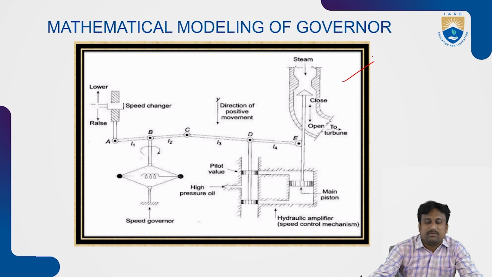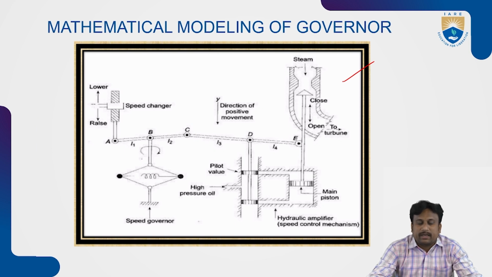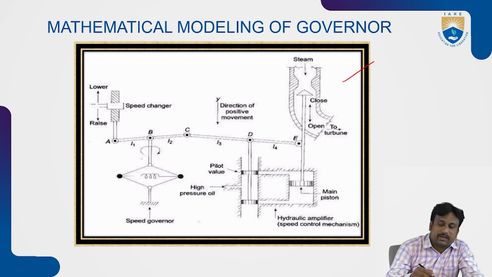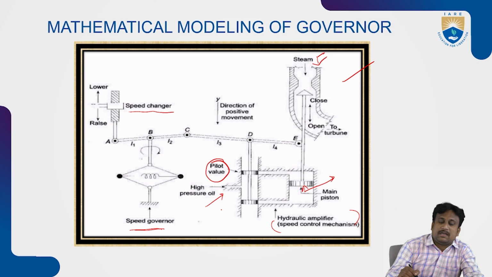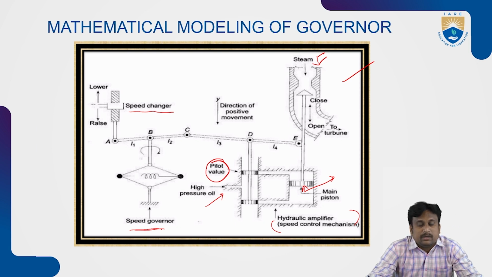This is the model view of the governing mechanism. It contains various blocks: the speed changer, the steam inflow into the line, and the speed governor. The pilot valve is located here, supplied with high pressure oil. A hydraulic amplifier is provided at the bottom, and the main piston is ready to move across the line. These are the major blocks we can see in this model of the governor mechanism.